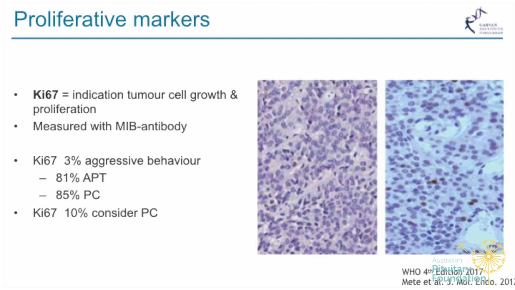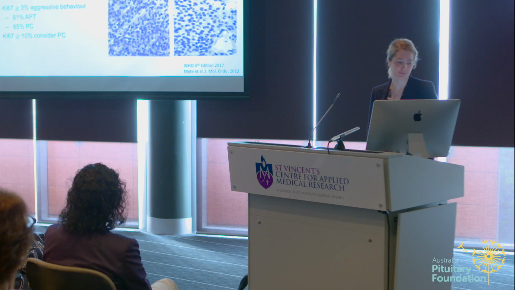Ki67 is an indication of tumour cell growth and proliferation. It's measured by an MIB antibody. Here you can see on the left-hand side a tumour that doesn't have much reactivity to the MIB antibody compared with the right-hand side, which does. And so that would signify to us that that tumour might have more proliferation.